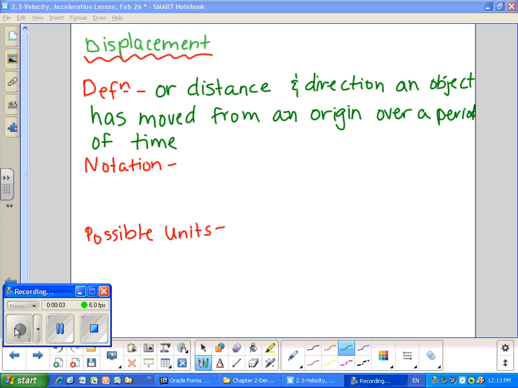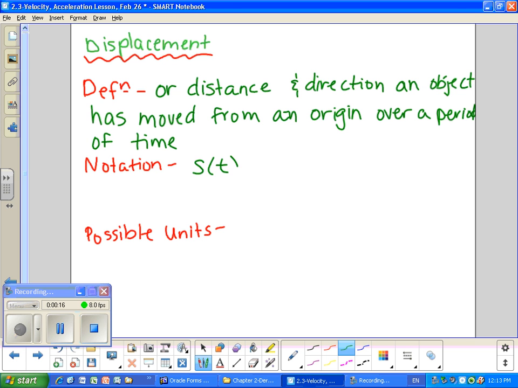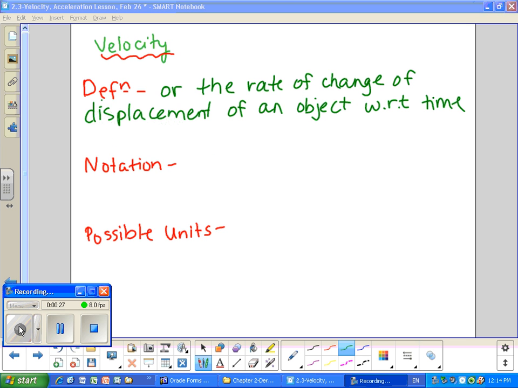Okay, so displacement is a distance that you have traveled or moved from the origin over a period of time. The way that we denote displacement depends on the function, but for right now, it's s of t, or displacement over time, and the possible units would be, for example, meters. The velocity you get from taking the rate of change of the displacement, and that velocity will occur over time as well.